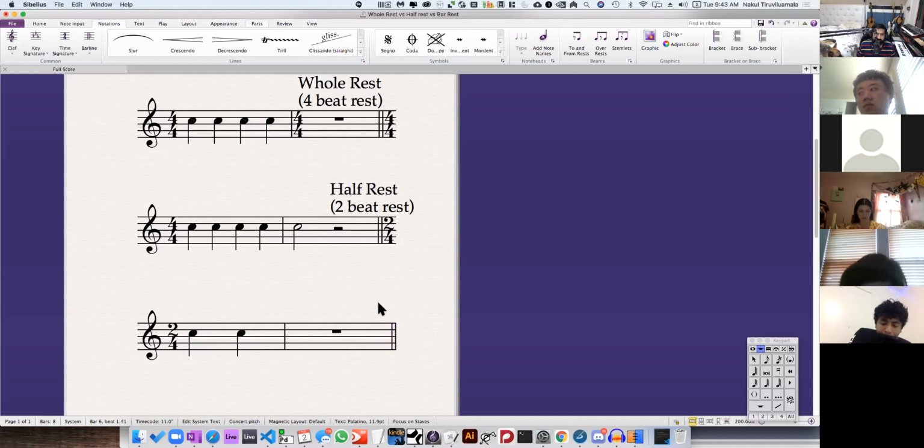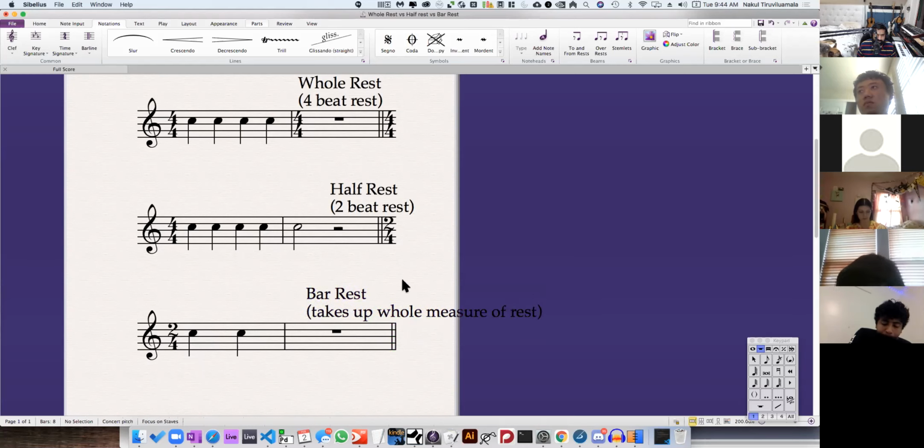Well, the default convention is, if the entire measure is taken up with rest, you basically use this symbol. And this just means a bar rest. Takes up a whole measure of rest.